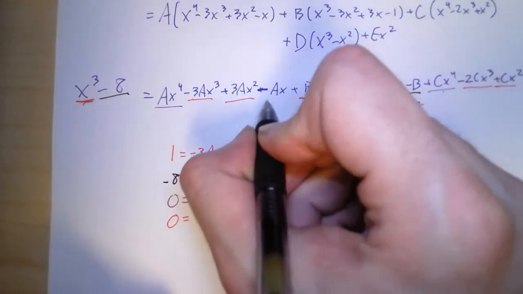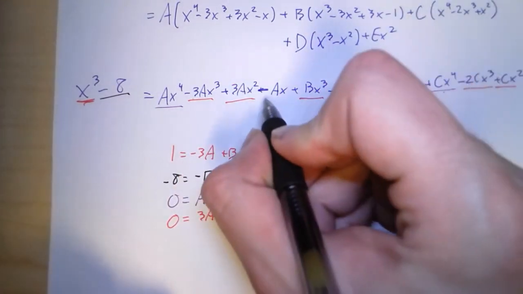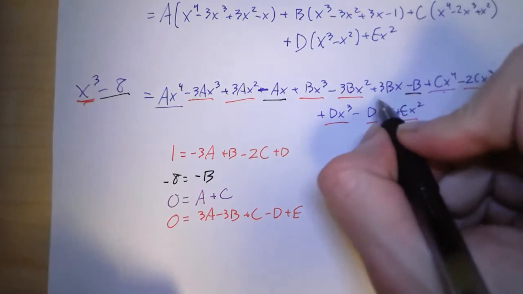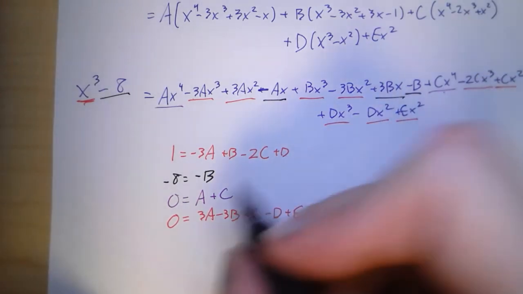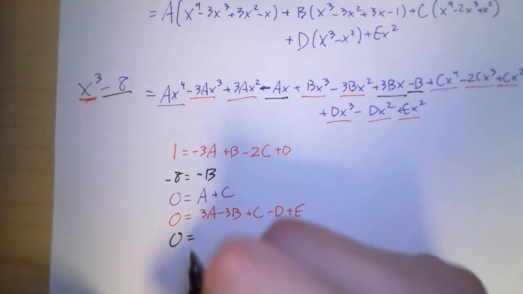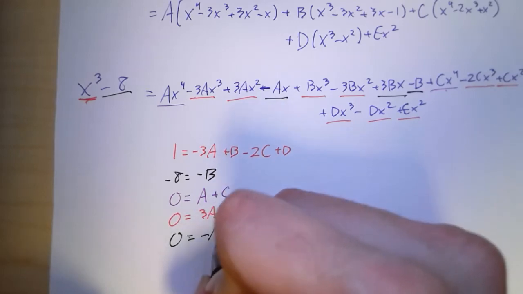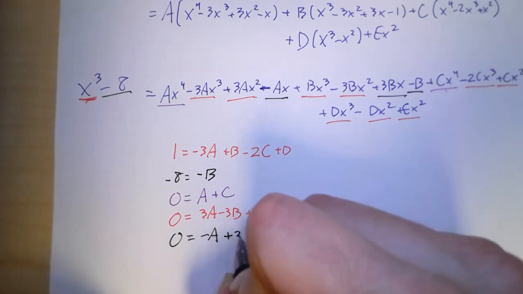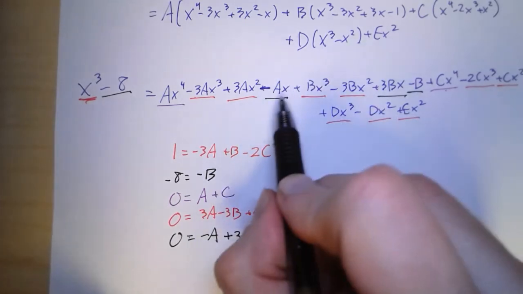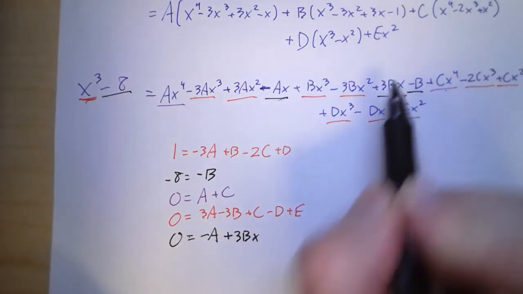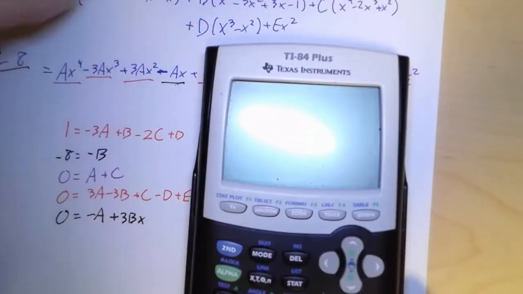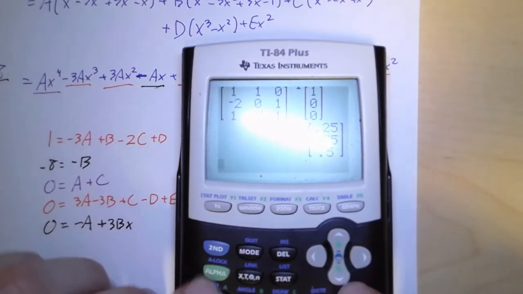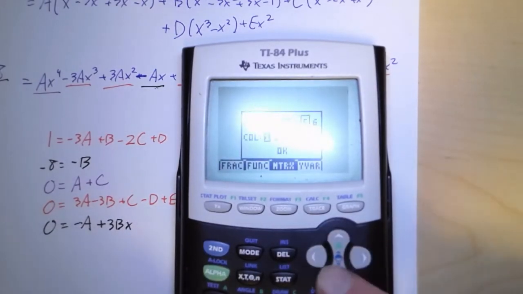Now what about the terms with x's in them? So there's an x and there's an x. Again, there's no x, so it's equal to 0. So we have negative a plus 3b. So I'm referencing this term and I'm referencing that term. Now, with 5 equations and 5 variables, we are definitely using a calculator for this. All right, so I'm going to need a 5 by 5.